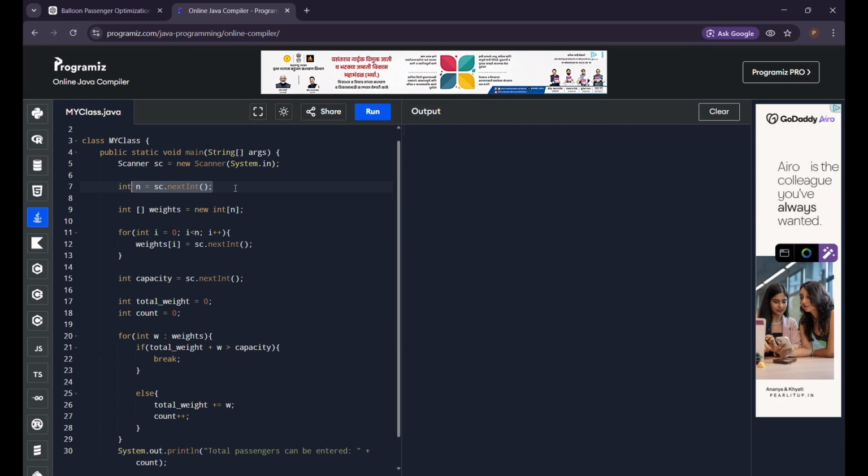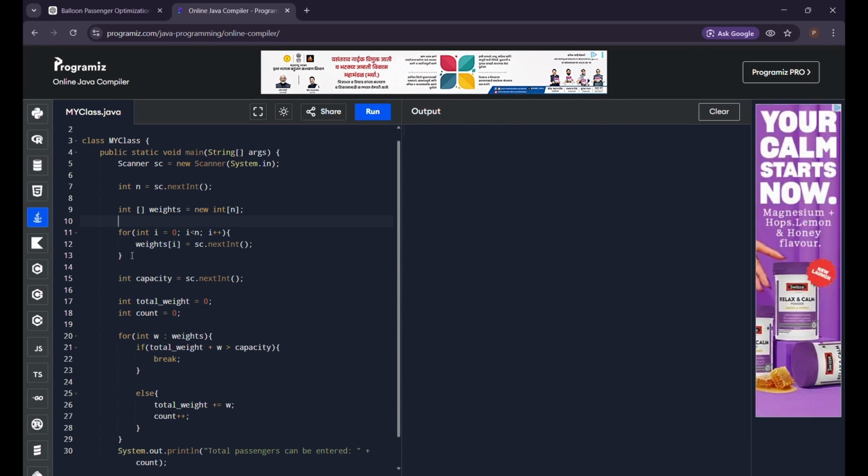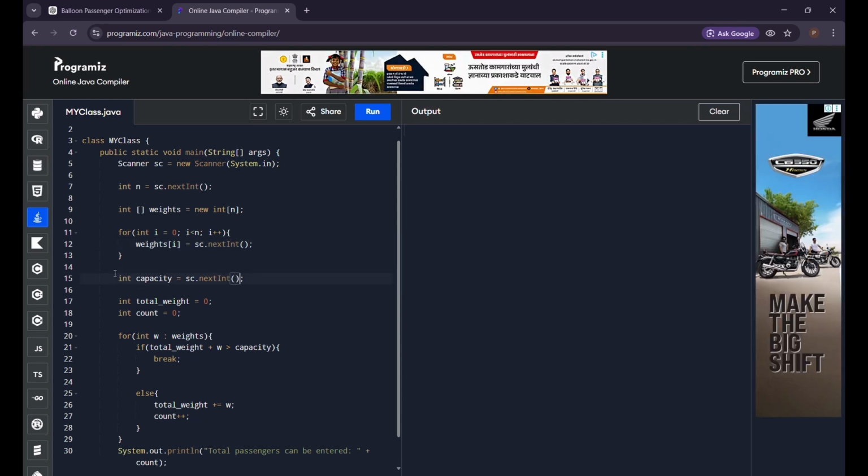Then we have the input n, which represents the total number of people standing in the queue, and the weights array is sized to the total number of people standing. I am taking user input for the array weights using a for loop. It will start from 0 and loop to n persons, getting incremented by 1. In each iteration we are going to take the person's weight. Then after taking the array input, we are taking the capacity as input in order to check whether we can add people to the balloon or not.